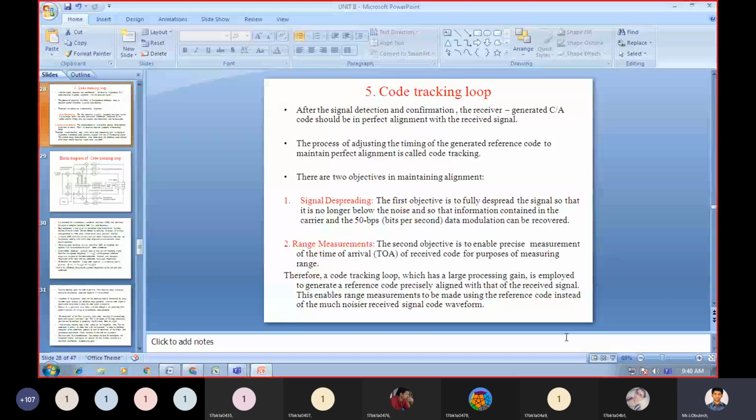Therefore, a code tracking loop which has a large processing gain is employed to generate a reference code precisely aligned with that of the received signal.